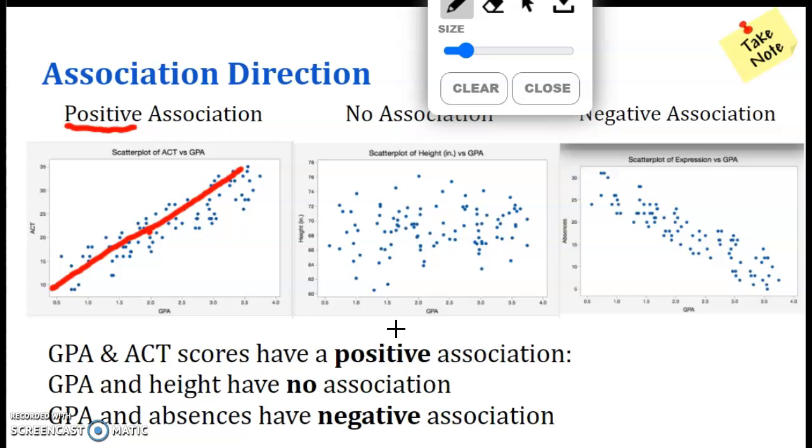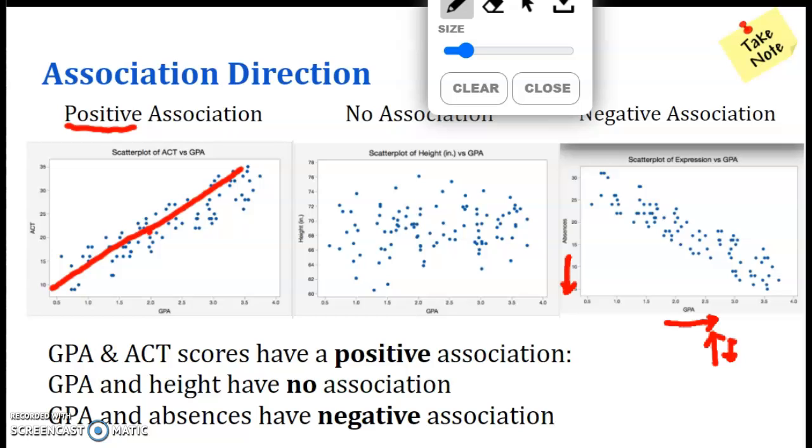And then lastly, GPA and absences have negative association. That means as the GPA increases, the absences decrease. So they are going in opposite directions. So GPA is increasing and the absences decrease. So it is negative association.